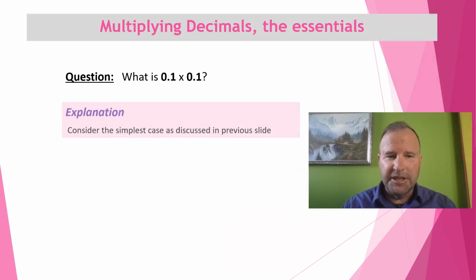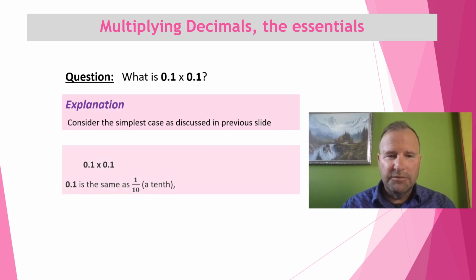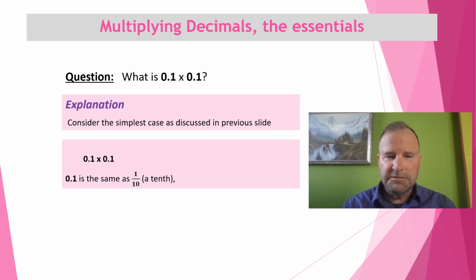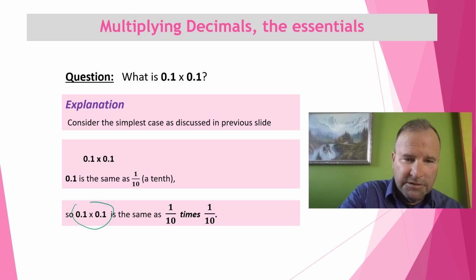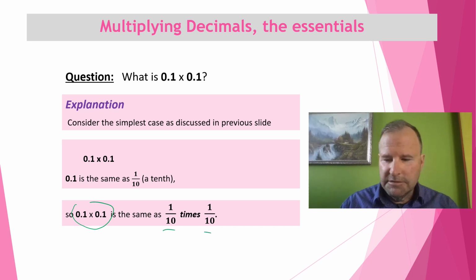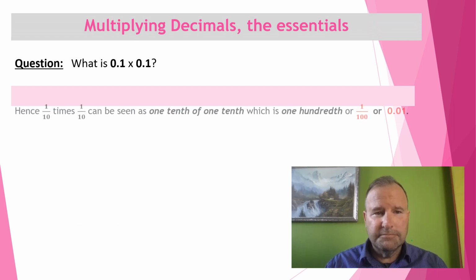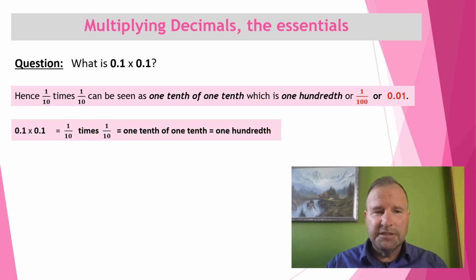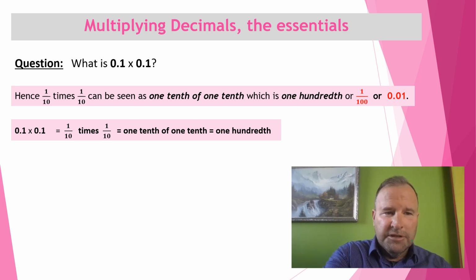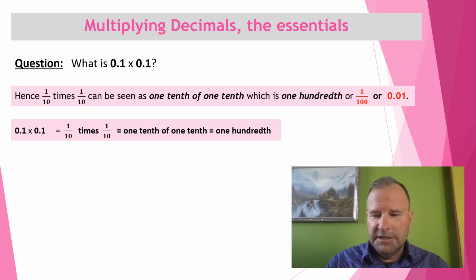Question, here we go, here's the explanation. Consider the simplest case as we've shown before, 0.1 times 0.1, same as saying 1/10 times 1/10. So we change it to a fraction that we know. If we're saying 0.1 times 0.1, we change them to the fractions here and here. Hence we know that 1/10 times 1/10 can be seen as 1/10 of that. So remember, 0.1 times 0.1 is 1/10 of 1/10, which is 1/100.